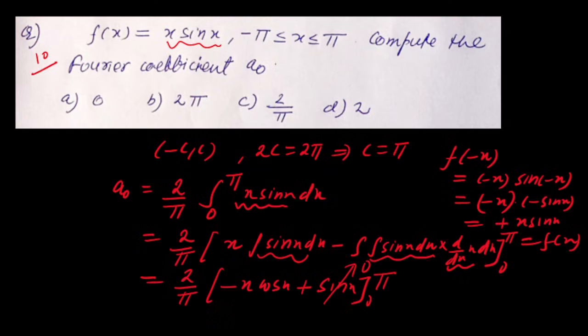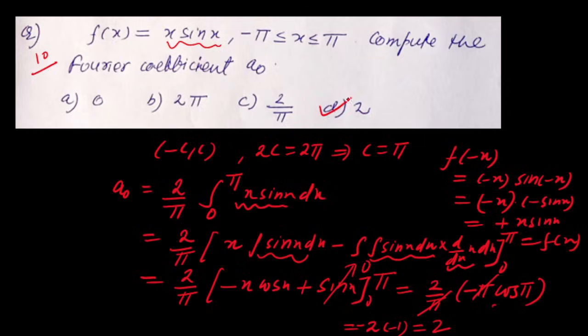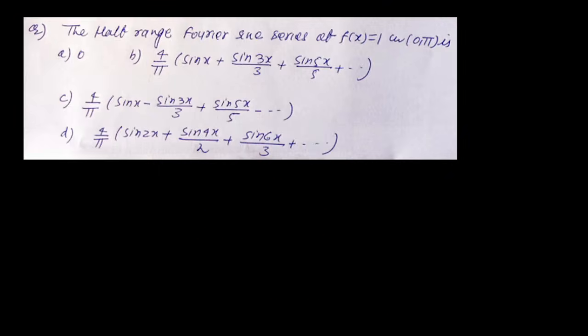So I just have to put the limits in the first term. So I write 2 by pi, and if I put upper limit here, I will get minus pi cos pi, and if I put 0 here, 0 times 0 will become 0. So this pi and this pi will be cancelled. I will get 2 with a minus sign, and cos pi is nothing but minus 1, so that is equal to 2. So the correct answer here is D. So this was question number 10.